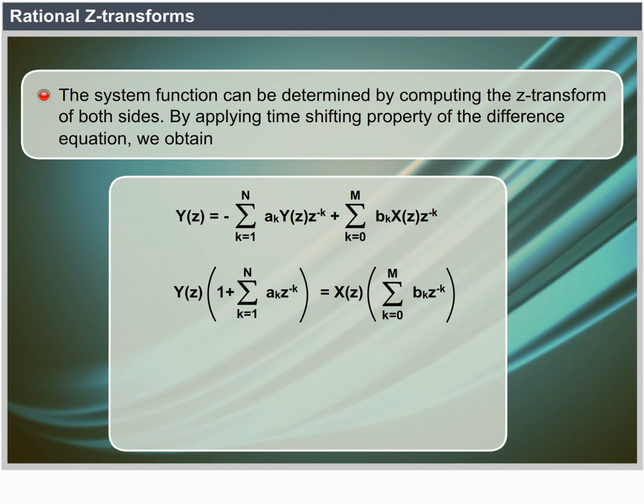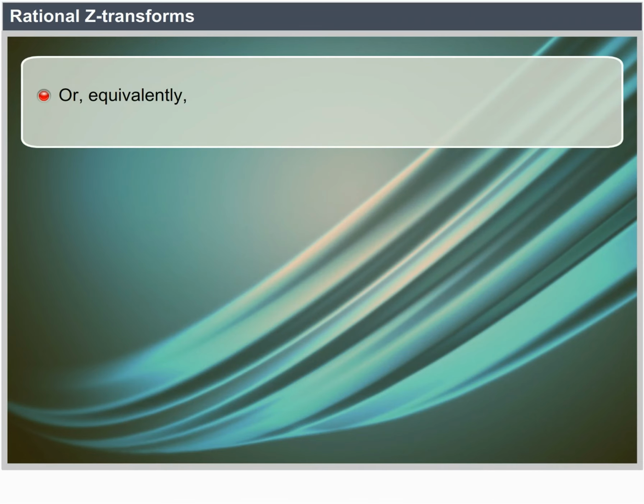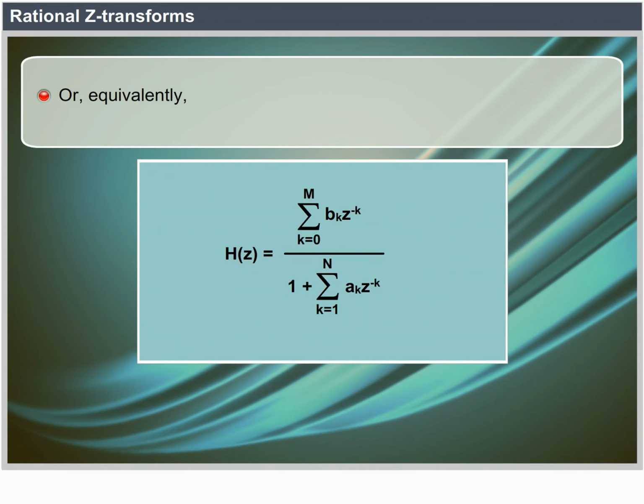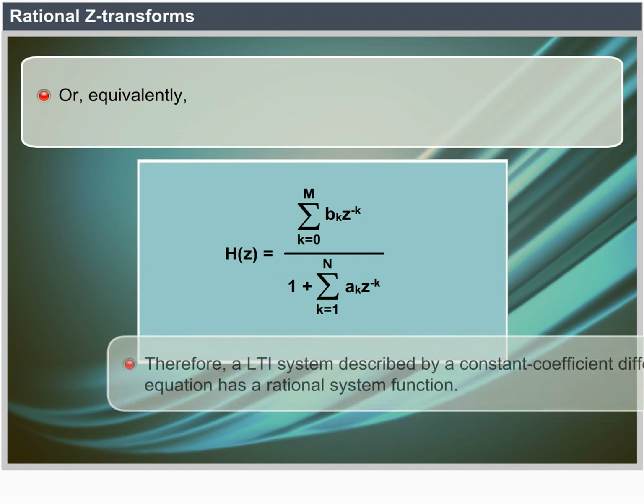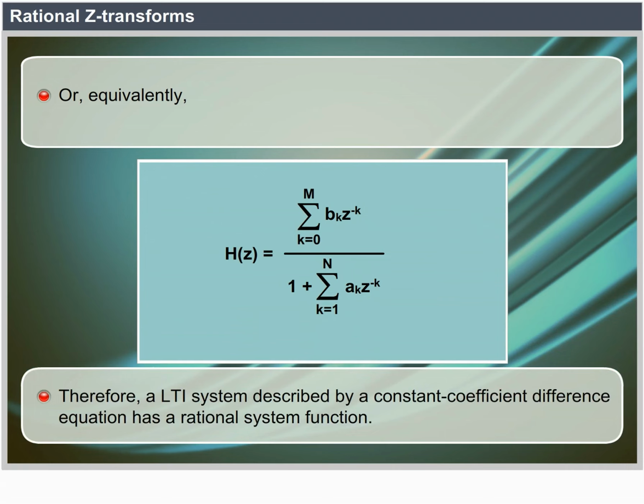Just cross multiplying, we get Y(z)/X(z) equal to summation k equal to 0 to m of b_k z^(-k) divided by 1 plus summation k equal to 1 to n of a_k z^(-k), or equivalently H(z) equal to summation k equal to 0 to m of b_k z^(-k) divided by 1 plus summation k equal to 1 to n of a_k z^(-k). Therefore, an LTI system described by a constant coefficient difference equation has a rational system function.